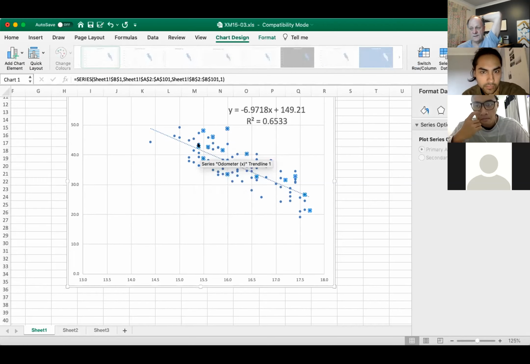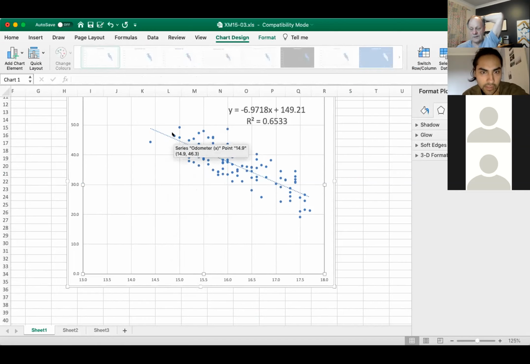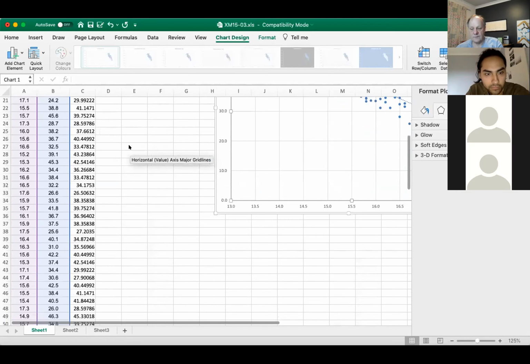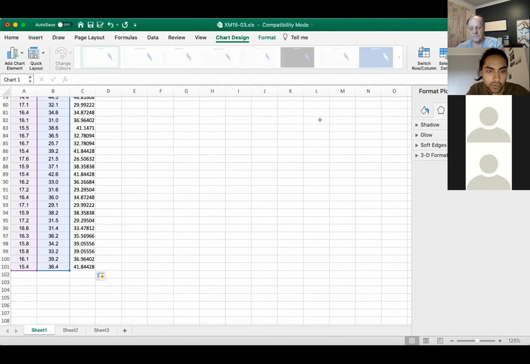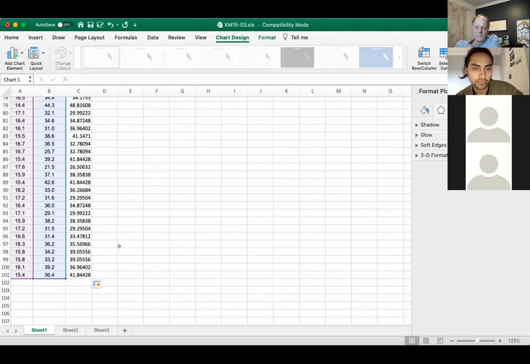Can you see that? No, don't click on anything, just move your cursor. You go up from 14.8. Put your cursor at the bottom, 14.8, and move up, and then to the left, to the vertical axis. If you read it, you can see it's sort of 45. And if you read the data on the left-hand side, it's the bottom one, 36.4. No, 36.4 is the actual value, but the predictive value is 41.8. But that's 15.4.